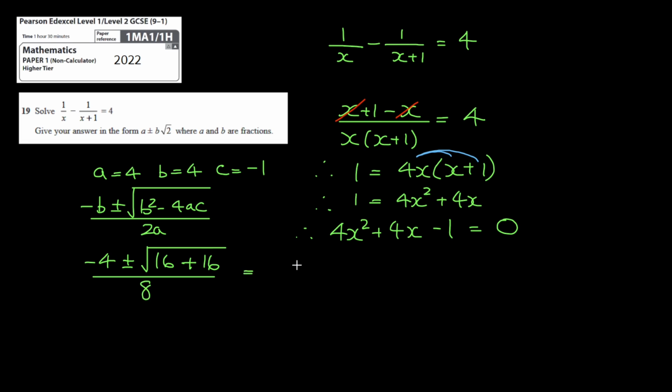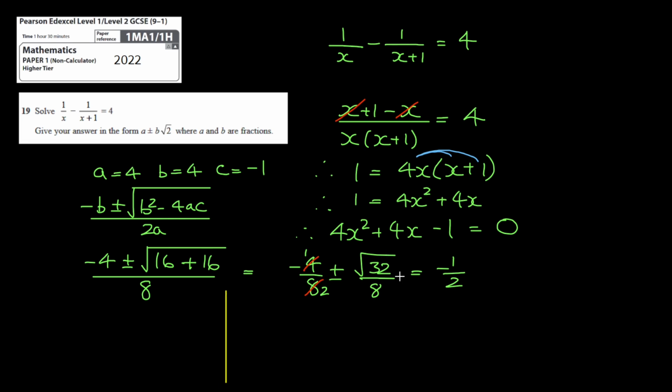So this is equal to, splitting the denominator to divide the 4 and the square root, I get negative 4 over 8 plus or minus the square root of 32, also divided by 8. So 4 over 8 cancels to 1 over 2. So we get negative a half. Now a little bit of side work.